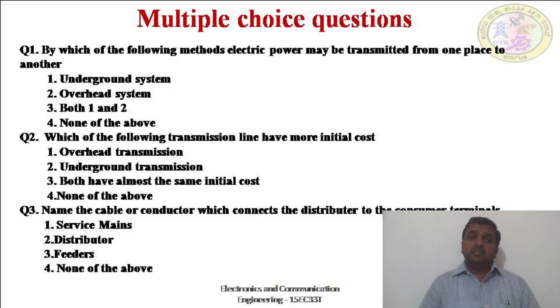Let me begin with question number 1. By which of the following methods may electrical power be transmitted from one place to another? Option number 1, underground system. Option number 2, overhead system. Option number 3, both 1 and 2. That means both the underground system as well as the overhead system can be used. Fourth one, none of the above.